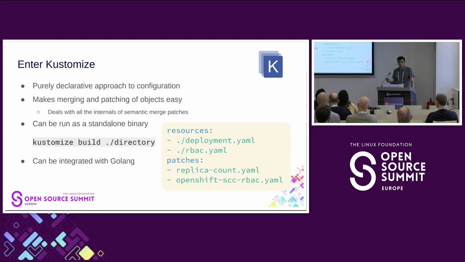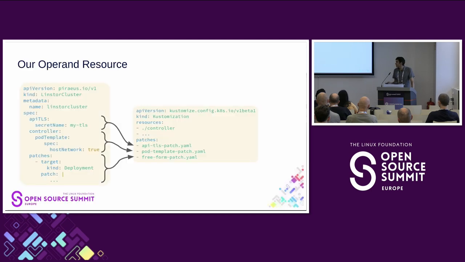You have your base resources that you define, where you just have the baseline, and then you can make patches. You can do full patches, or you can just use fragments of the deployment or other Kubernetes objects, and you can use it as a standalone binary. It's integrated in kubectl, and it can also be integrated with Golang, which is nice if you're writing your operator in Go.